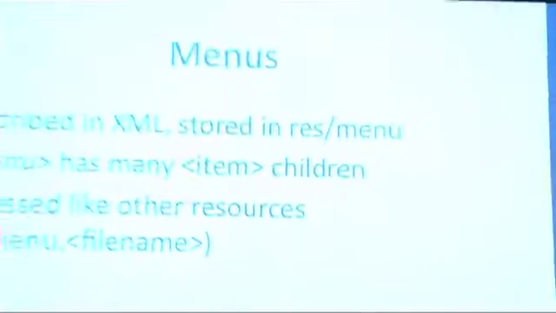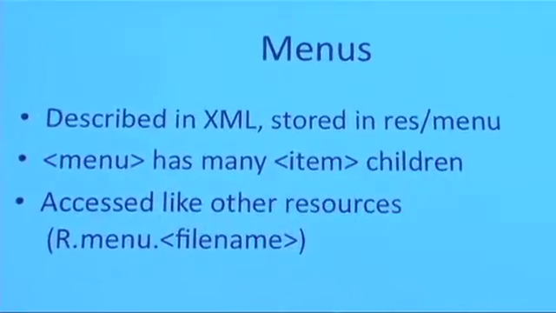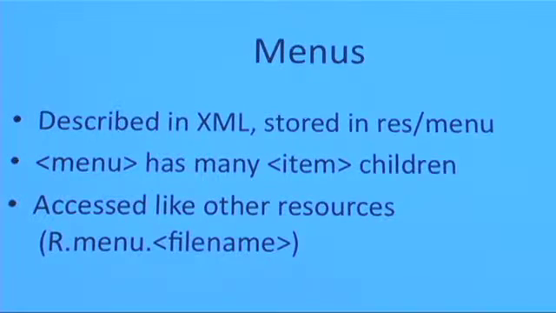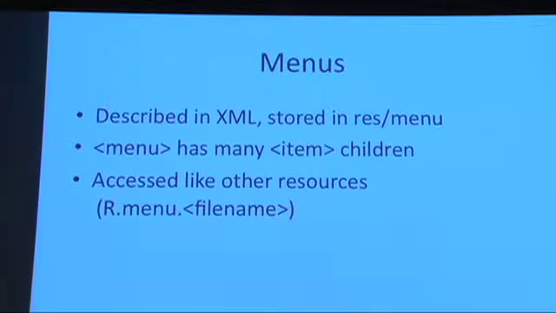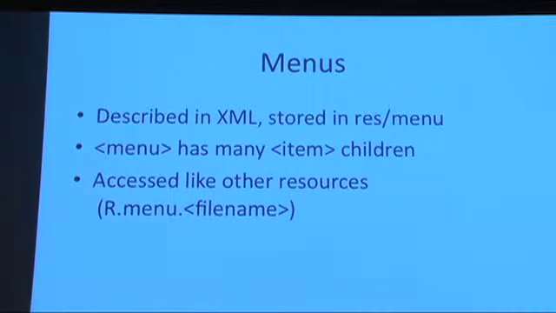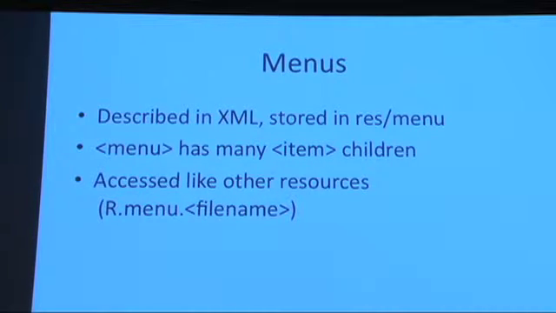Okay, so menus are when you press the menu button and you get a list of things that show up. These are described in XML, stored in the res/menu folder. This isn't an automatically created folder within Eclipse, so you have to right-click on the res folder and create a new folder called menu. When you have the XML, you create it as you would, and you have a menu as the root element, and inside your children elements will be different items. We can go over an example later in this section.